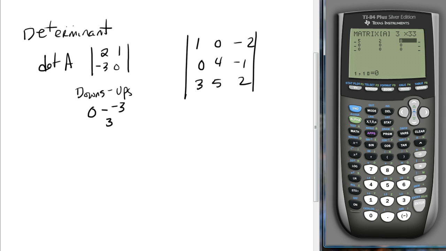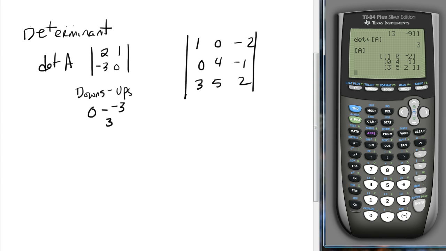And mine's not working because I typed in 33. That's crazy. All right. You're probably done by now. Hold on. Oh, look, mine did work. All right. So 1, 0, -2, 0, 4, -1, 3, 5, 2. What I could do to check this is if I quit this, I can press second matrix and just press number 1, and it'll tell me if I have it. So 1, 0, -2, 0, 4, -1, 3, 5, 2.